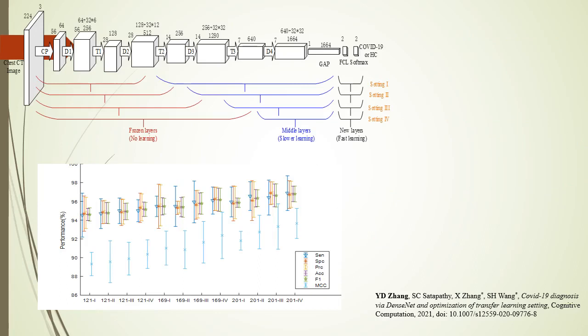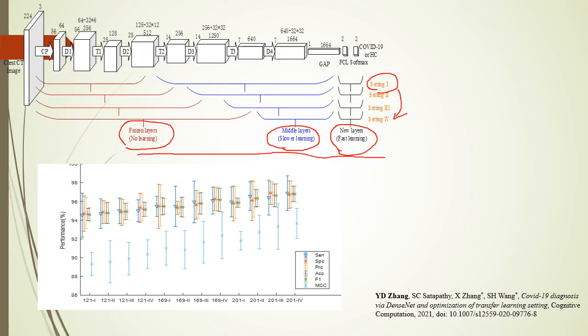Here we tested 4 different settings: setting 1, setting 2, setting 3, and setting 4. In each setting, we break all the layers into 3 parts. The first is the floating layers, where the learning factor is set to 0, and the middle layers, where the learning factor is set to 1, and then the new layers, where the learning factor is set to 10. So from left to right, the learning factor goes from 0 to 1 to 10, which corresponds to no learning, slower learning, and faster learning.